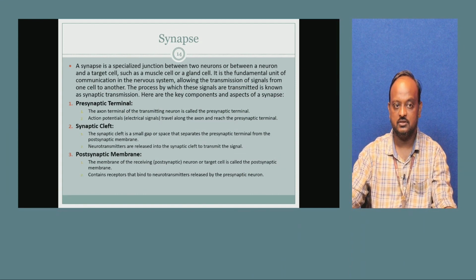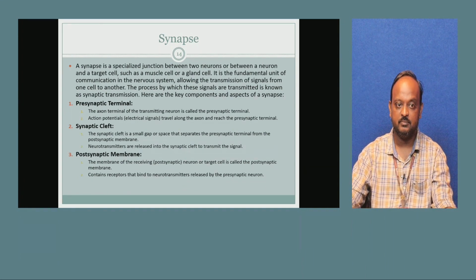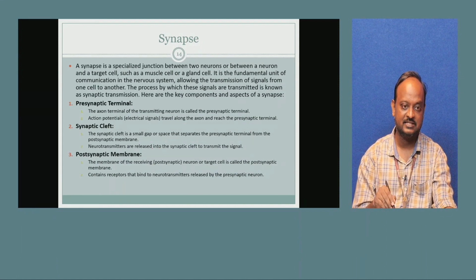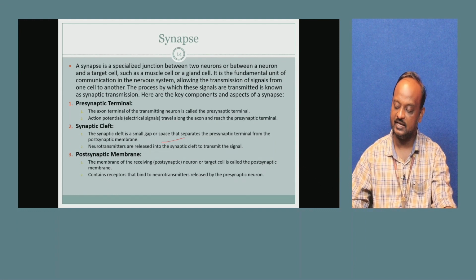A few important terminologies which I discussed just now, to summarize. The presynaptic terminal, that means the axon terminal of the presynaptic neuron, is going to release the neurotransmitter. The synaptic cleft is nothing but the synaptic space. The postsynaptic membrane is present in the postsynaptic neuron, that is the second neuron, which has the receptors for capturing the ligands.